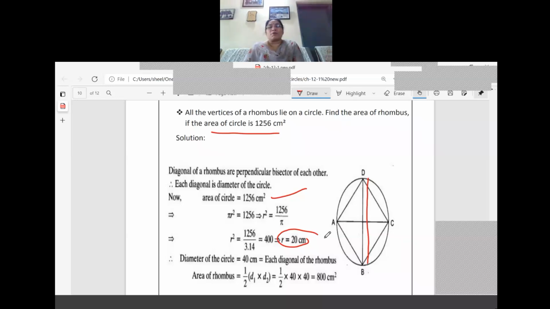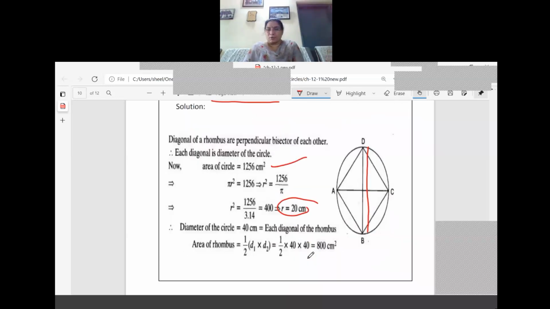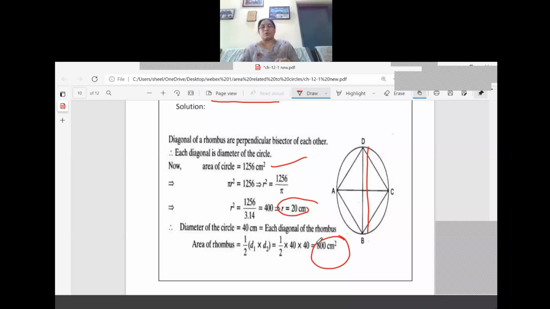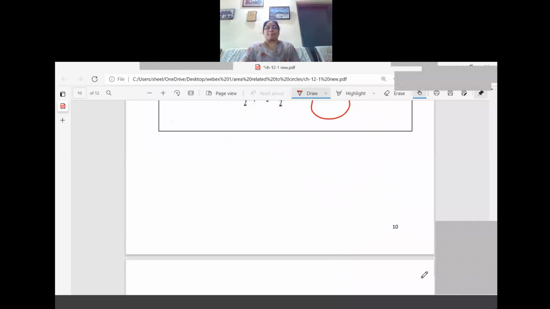Now what is the formula for area of the rhombus? Area of the rhombus equal to half into d1 into d2. Since both the diagonals of the rhombus are diameters, both values are same. So half into d1 d2 equal to half into 40 into 40, which is equal to 800 centimeters square. So we got the area of the rhombus. So we have used which formula? Pi r square only. From there we have calculated r. Then we have calculated diameter. Then area of the rhombus formula we have applied.